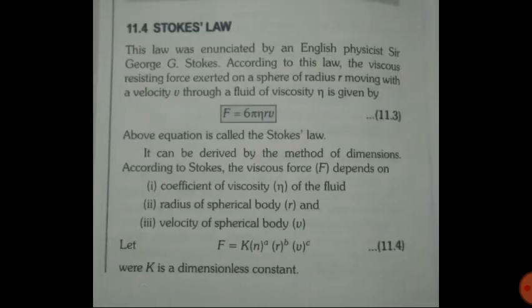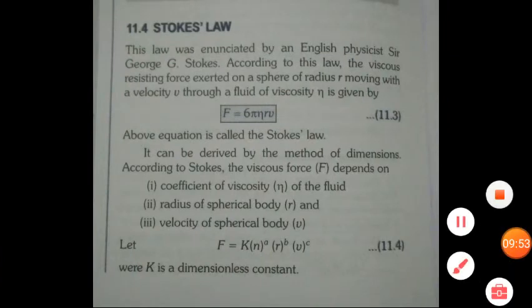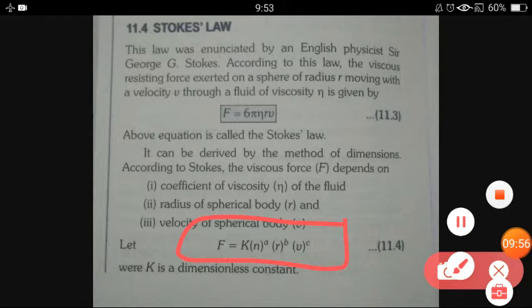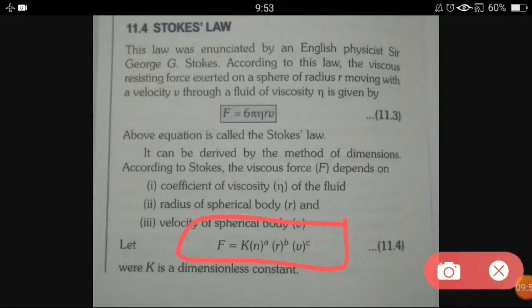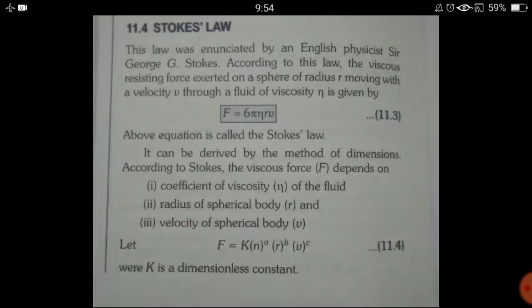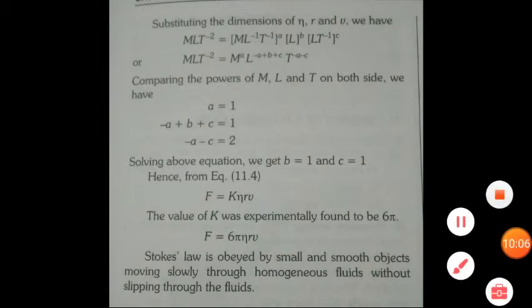After getting the values we will put all those values in this equation. We got a, b and c, all values 1. So eta to the power 1, r to the power 1 and v to the power 1. By putting the values we get this equation, F equals K eta r v. By various experiments, it has been found that the value of K equals 6 pi. So by putting that value of K, we get F equals 6 pi eta r v.